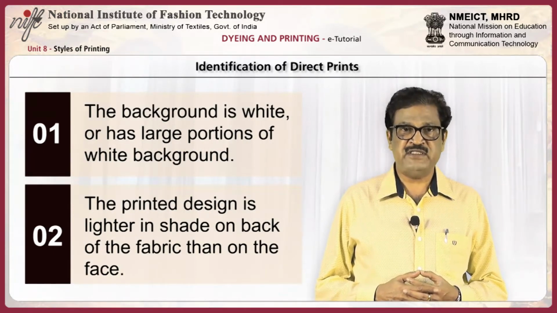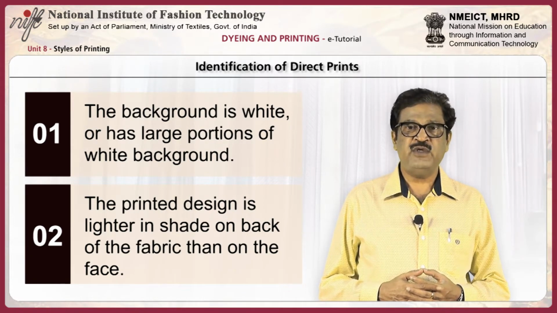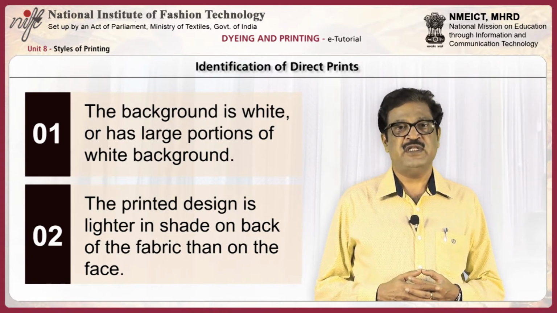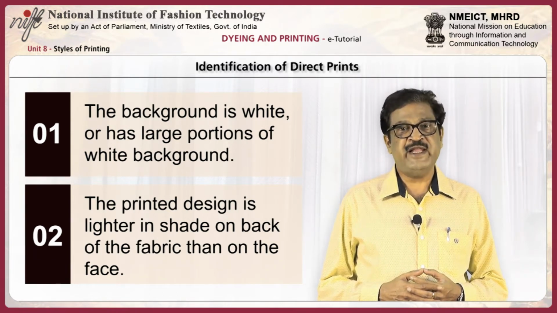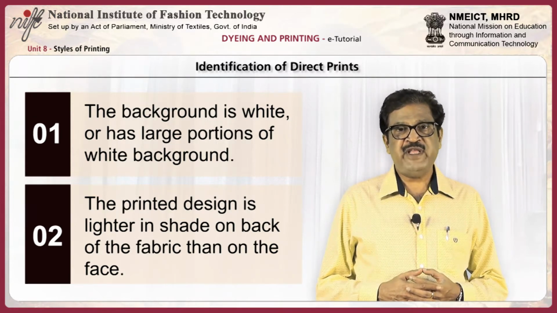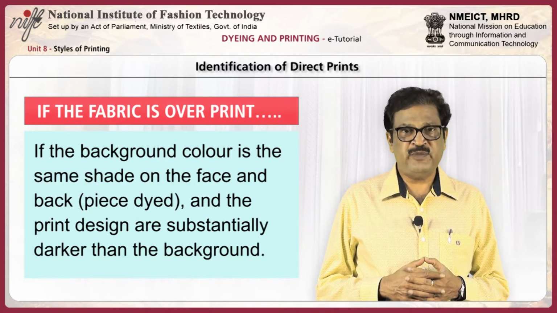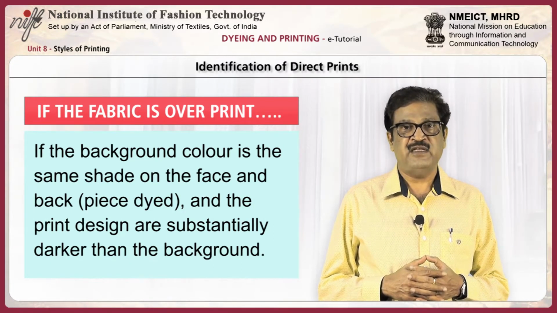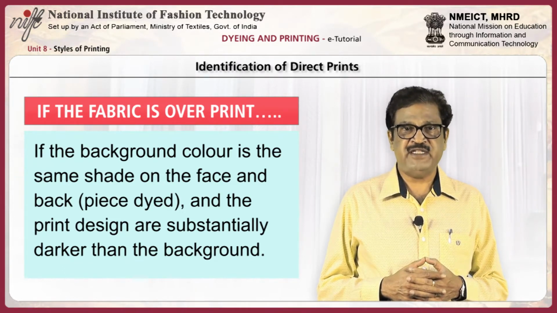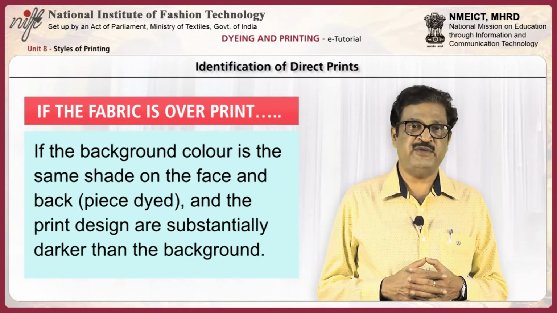Identification of direct prints. In direct prints, the background is white or they have a large portion of white background. The print design is lighter in shade on the back of the fabric than the face. This may not be evident on lightweight fabrics because of strike through of the print paste. If the fabric is overprinted, the background color is the same shade on the face and back because the fabric is piece dyed, and the print designs are substantially darker than the background.